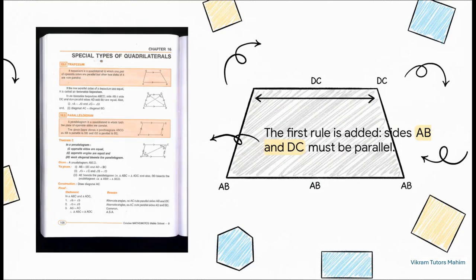And you can see it perfectly right here. See how the top and bottom sides are running parallel? They're like train tracks. They'll just keep going forever and never cross. But the other two sides, hey, they can go off in whatever direction they want. That's kind of the whole deal with the trapezium.